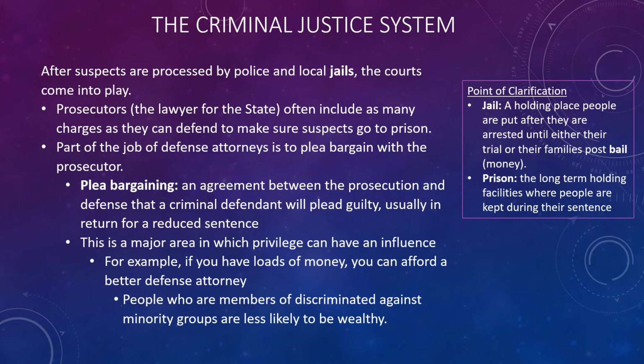So if your family can give an amount of money to be held in your place, then you can get out of jail. If you can't, then you have to stay in jail until your trial. Prison then is the long-term holding facility where people are kept during their sentence. So jail is the holding place, and then prison is where people actually do their sentences if they are found guilty. There are innocent people who regularly go to jail, and that's part of the system. Prisons, hypothetically, should only be holding the guilty.